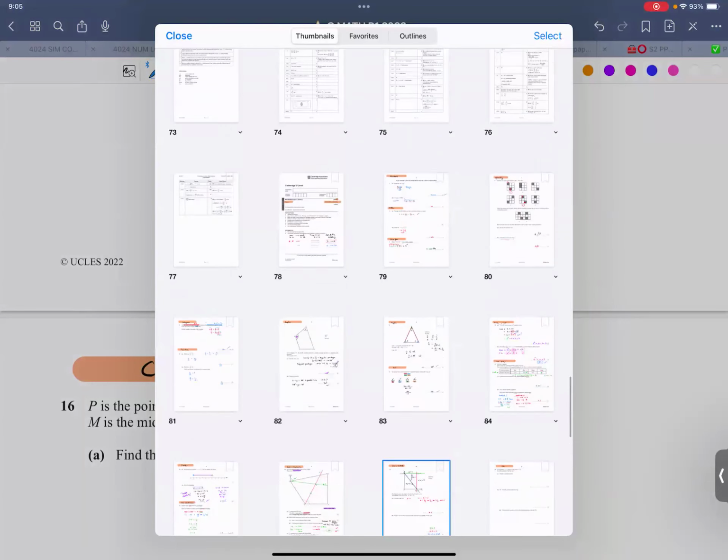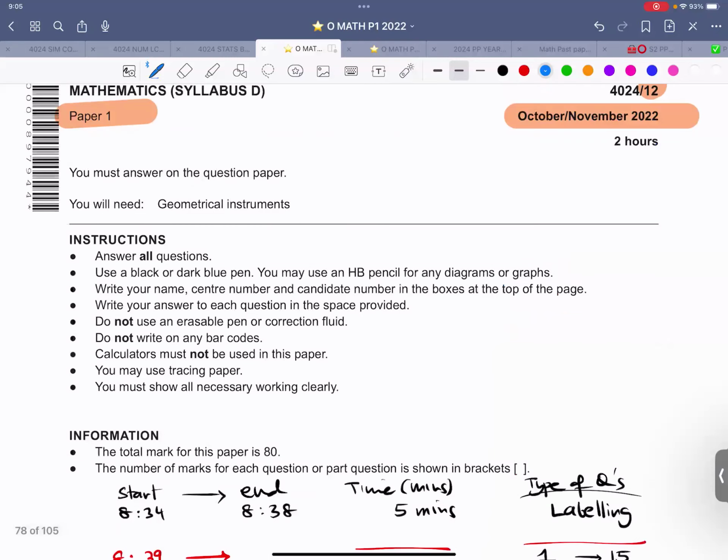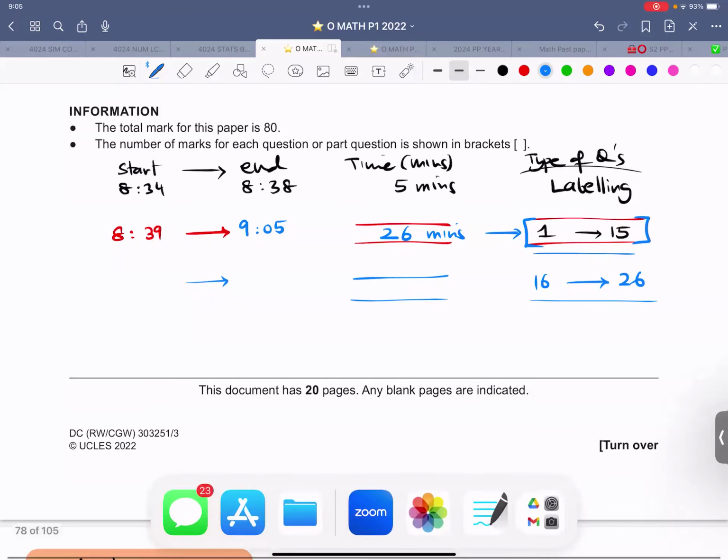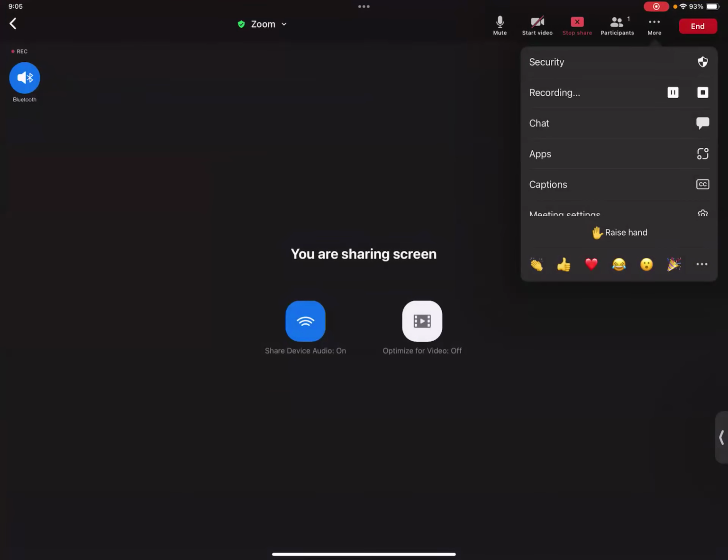I'm going back to the first page. And 8:39 till 9:05, that is 21 plus 4, that is 26 minutes. And that's a very good time for finishing off 15 questions. So let's take a break. Let me pause the recording.